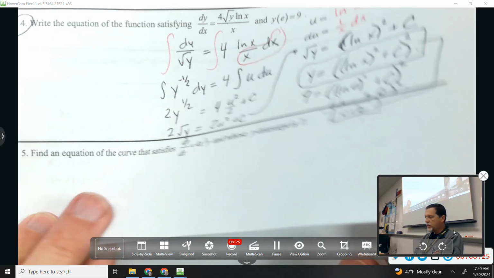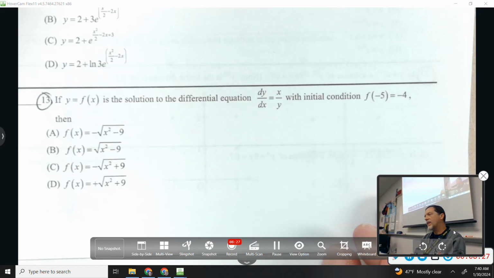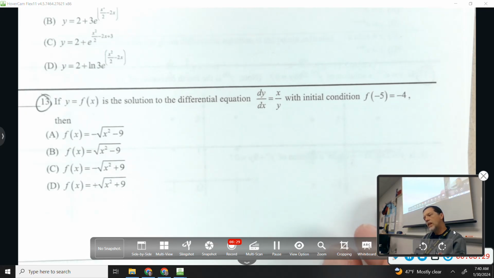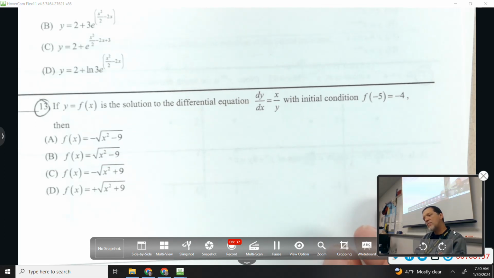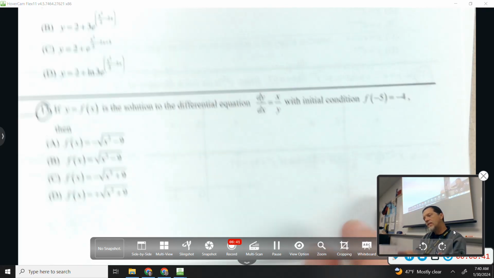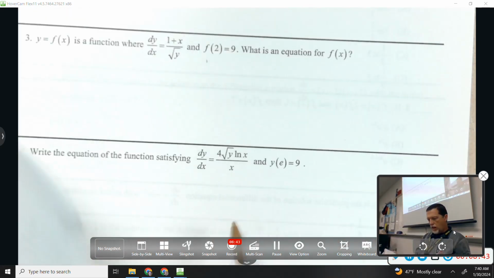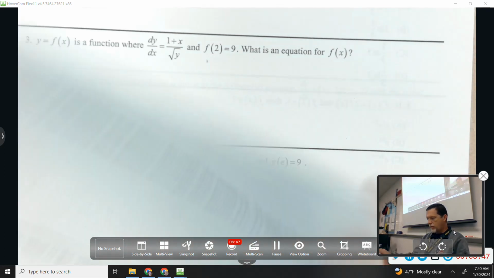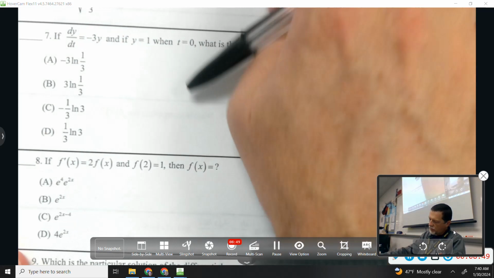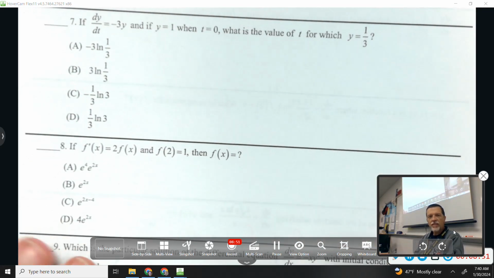What else? Here, number 9. What else you got? Number 7 has an extra step in it. Should we do number 7? Then we'll move on to the second set.